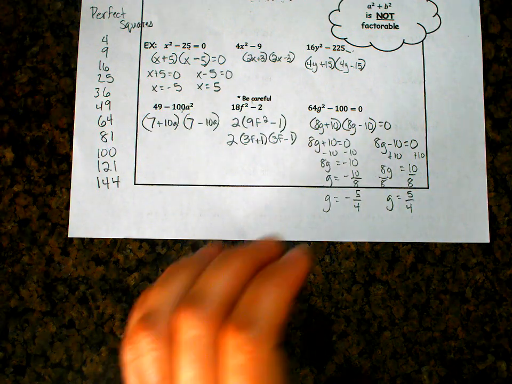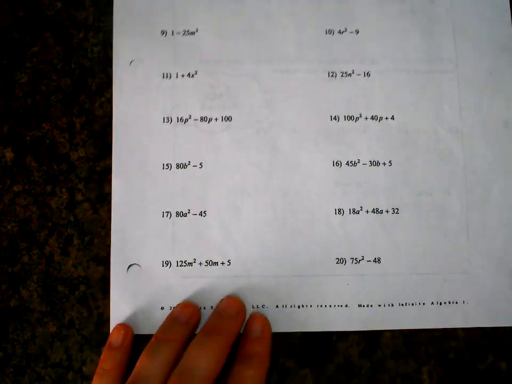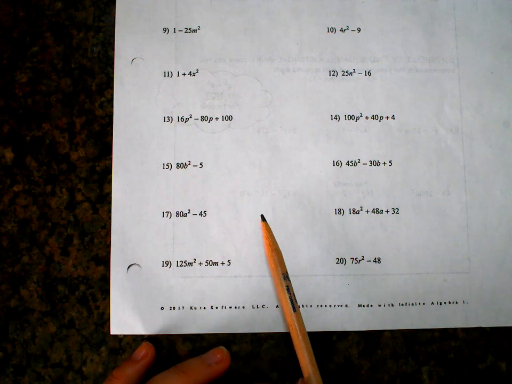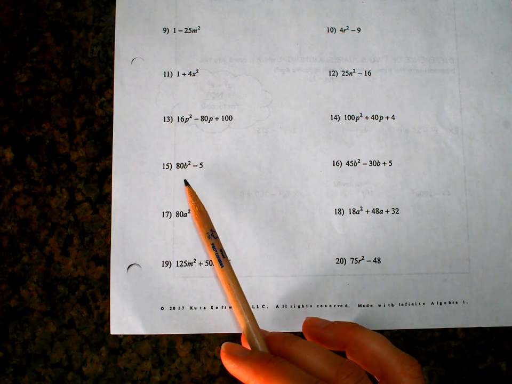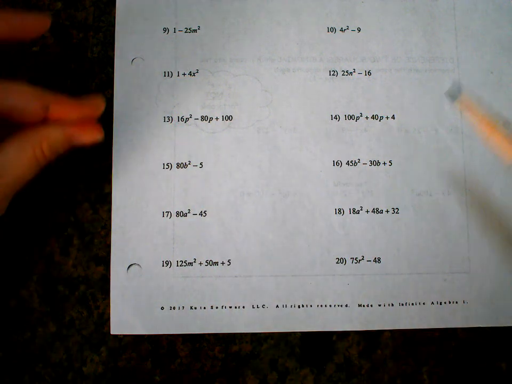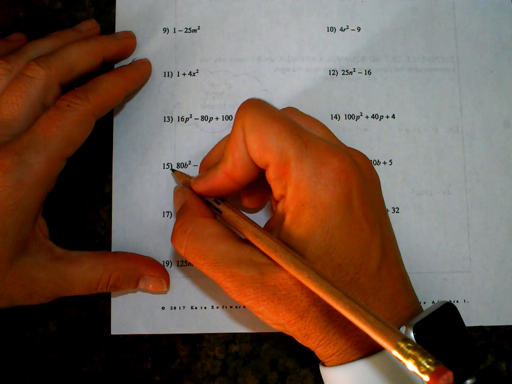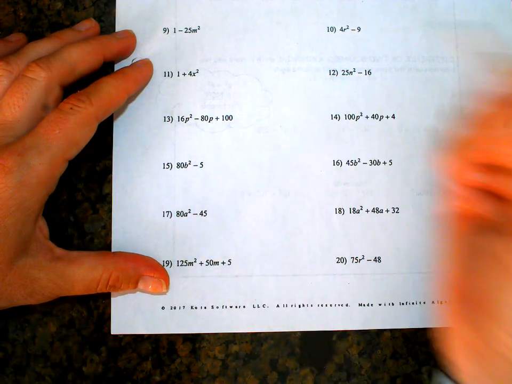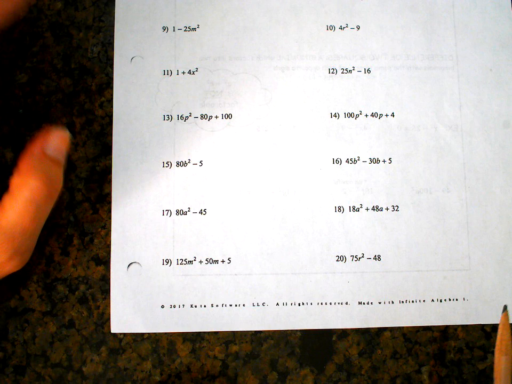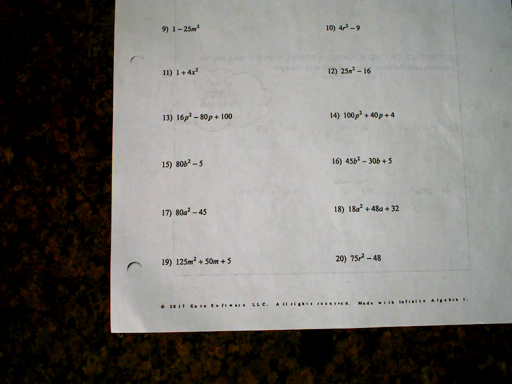Okay, something I wanted to talk to you about on the backside. Some of them you have to do GCF first. Like on number 15, you really need to factor out a 5 first. So some of them need GCFs, okay? Because otherwise you can't figure out how to factor them.